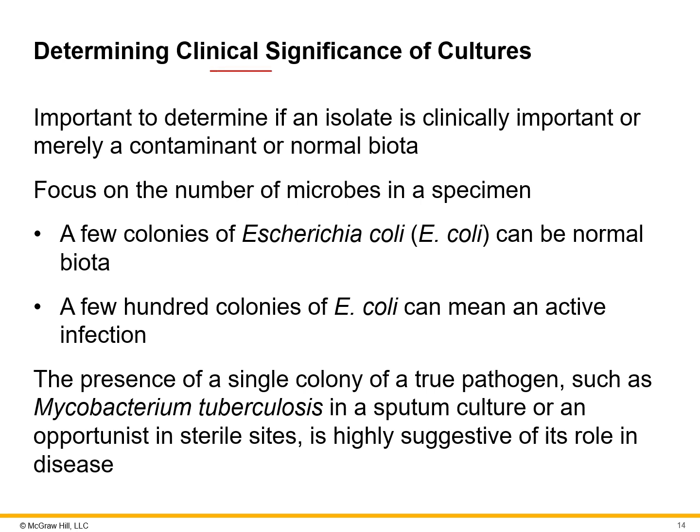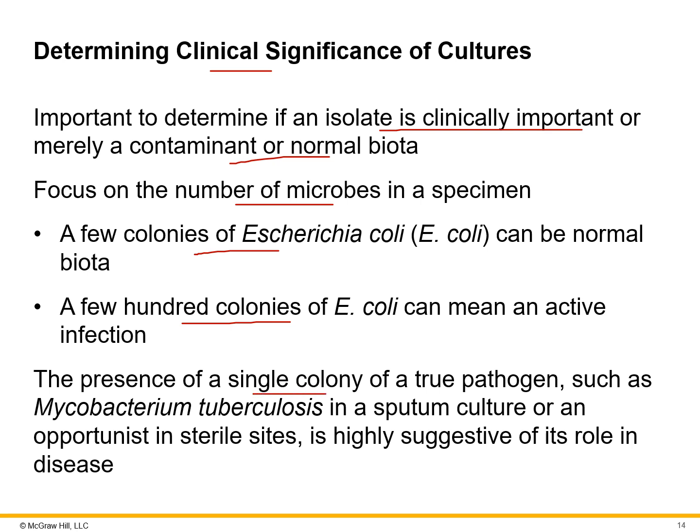So then determining the significance. It's important to determine if that isolate is clinically important or it's just a contaminant or part of the normal biota. So is it actually a pathogen or is it just something that happens to be present? So we focus on the number of microbes. So a few E. coli is normal because it's part of our normal biota, but hundreds of them would indicate there's an active infection. It's growing out of control.